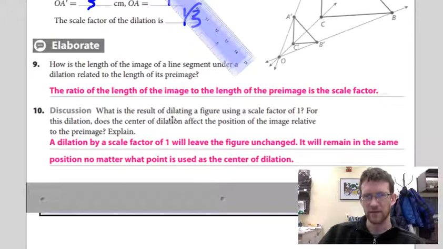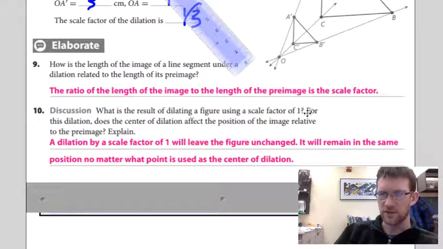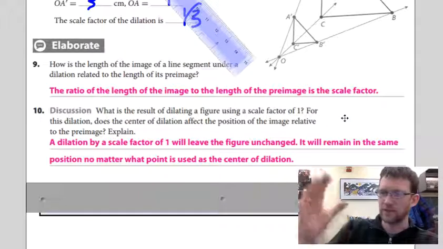And then finally, what is the result of dilating a figure using a scale factor of 1? It just means it doesn't go anywhere. It's the same thing. It's the same spot.